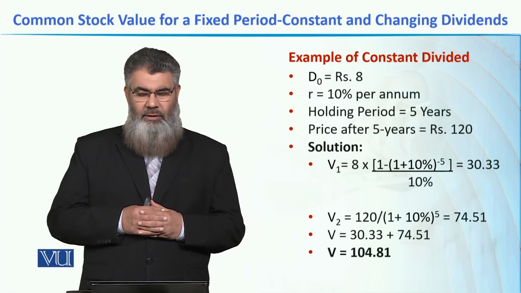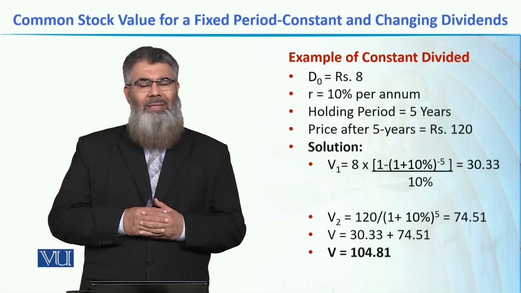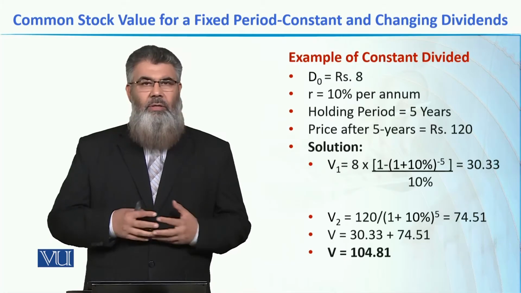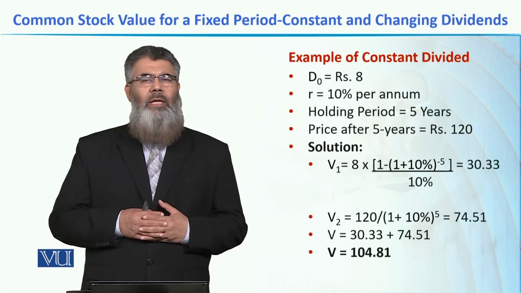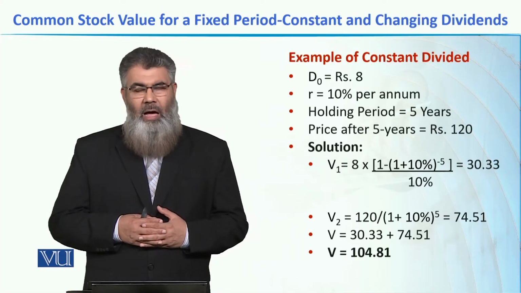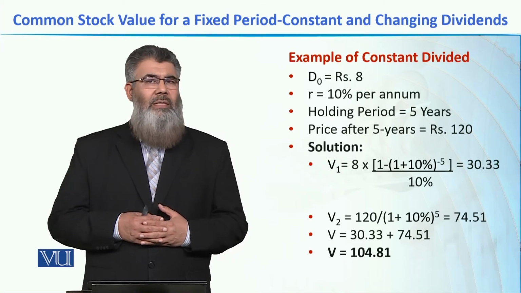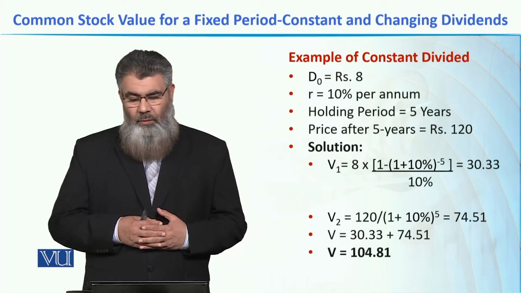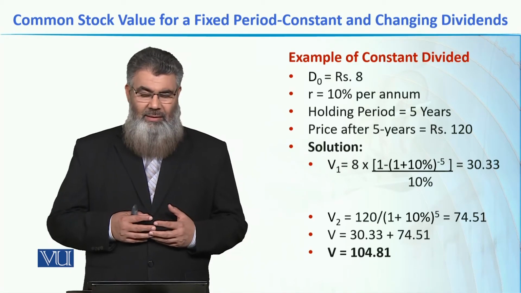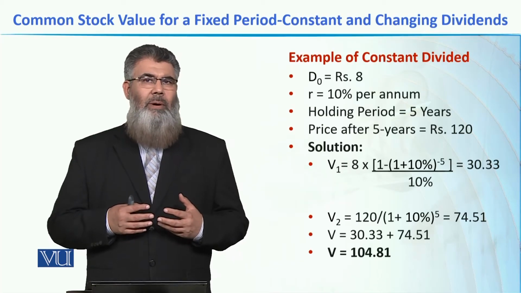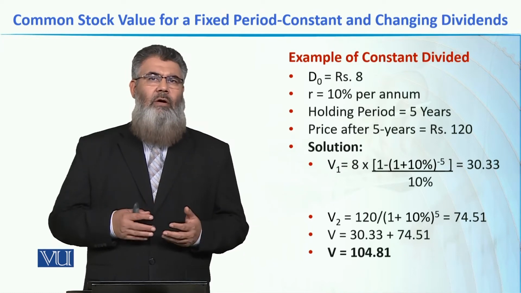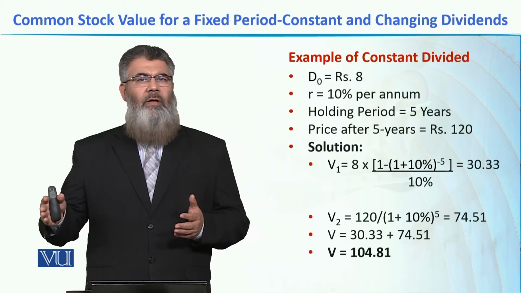Let's have a look at this example where we have got D naught equal to 8, that is the last year's dividend, and R is 10%, and we assume that the share will be held for a period of 5 years. And after the 5 years, the estimated price of that stock is rupees 120. So if the dividend is constant, this means this 8 rupees per share dividend will continue for the next 5 years. So it will become an annuity of 8 rupees each for a period of 5 years.